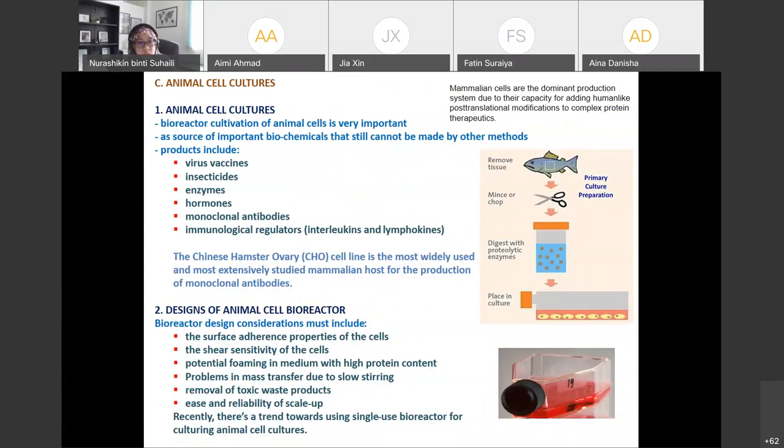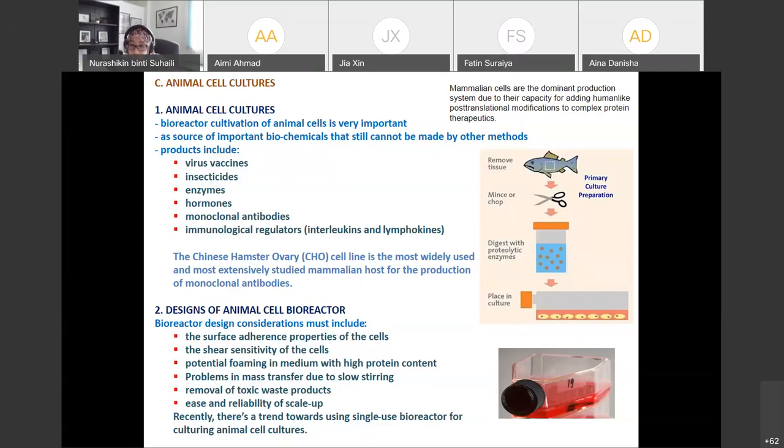Okay, so design of animal cell bioreactors. Just now in the first slide, we talked about the characteristics comparison between bacteria and plant cells, right? One of them is sensitive to shear. So when you cultivate animal cells, you have to take a few considerations as well, such as the surface adherence properties of the cells. I'll talk about it in a later slide. Let's just go through the points first.